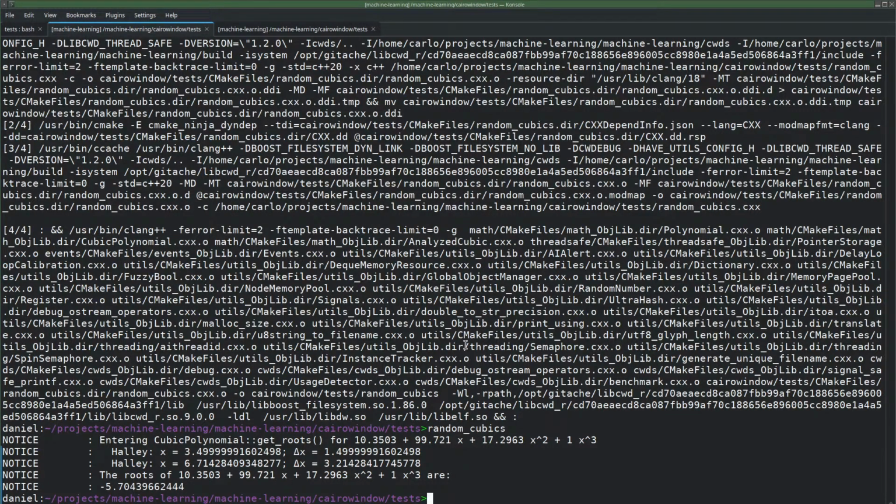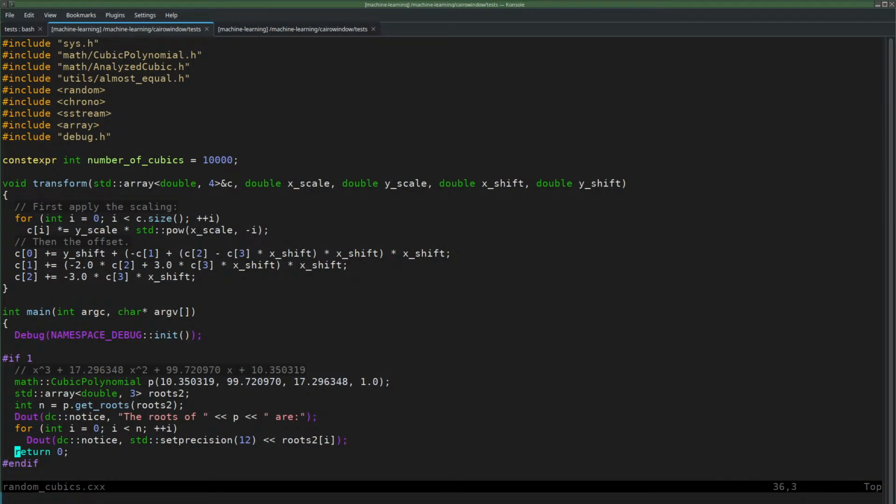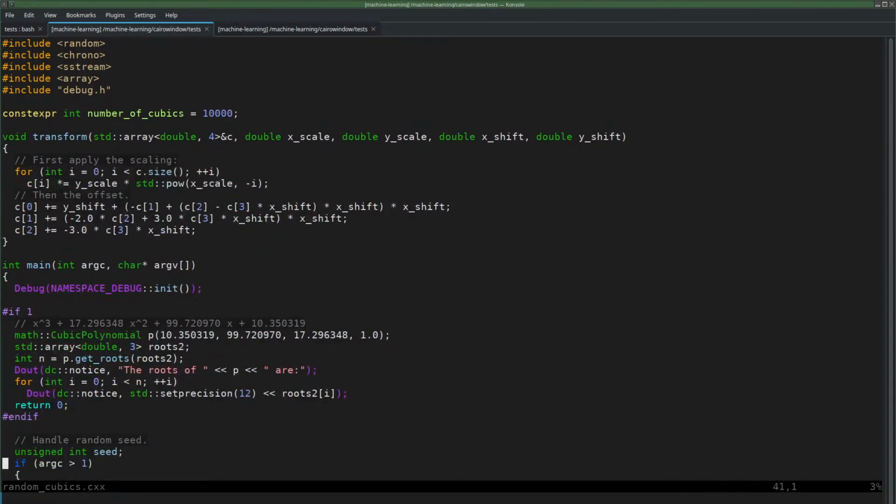There's only one root at minus 5.7. Plus it didn't print any debug output. Very suspicious. Get roots. Math cubic polynomial get roots. Yeah, it is the function.